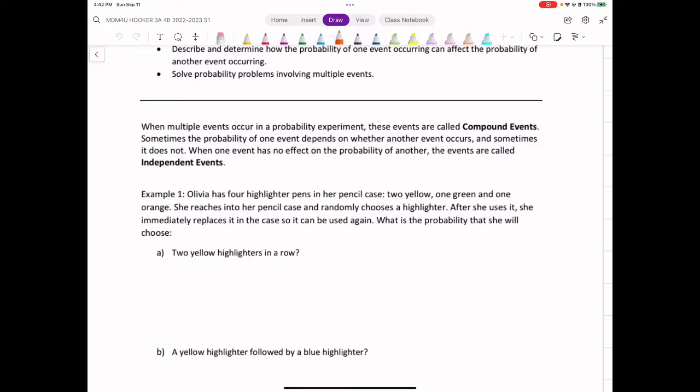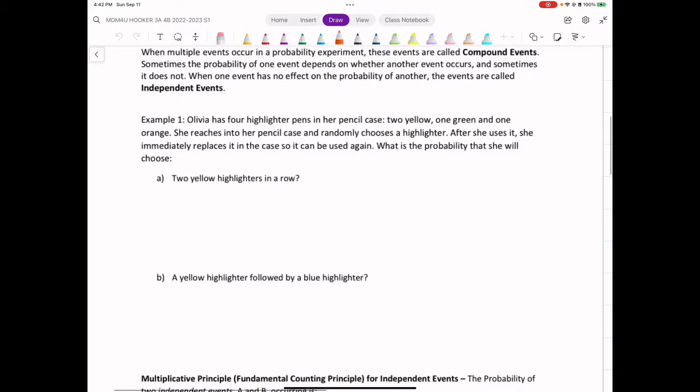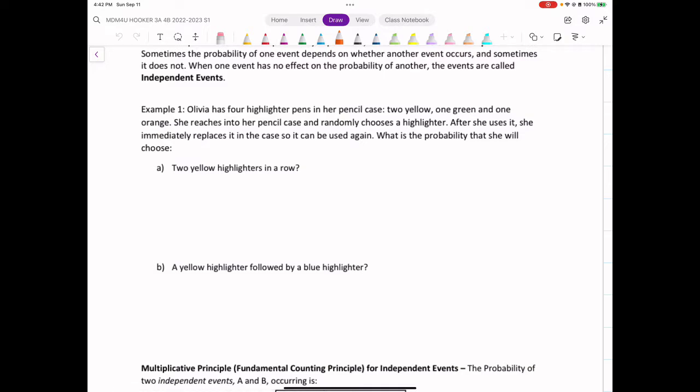So let's take a look at this first example. Olivia has 4 highlighter pens in her pencil case: 2 yellow, 1 green and 1 orange. She reaches into her pencil case and randomly chooses a highlighter. After she uses it, she immediately replaces it in the case so it can be used again. What is the probability that she will choose 2 yellow highlighters in a row?